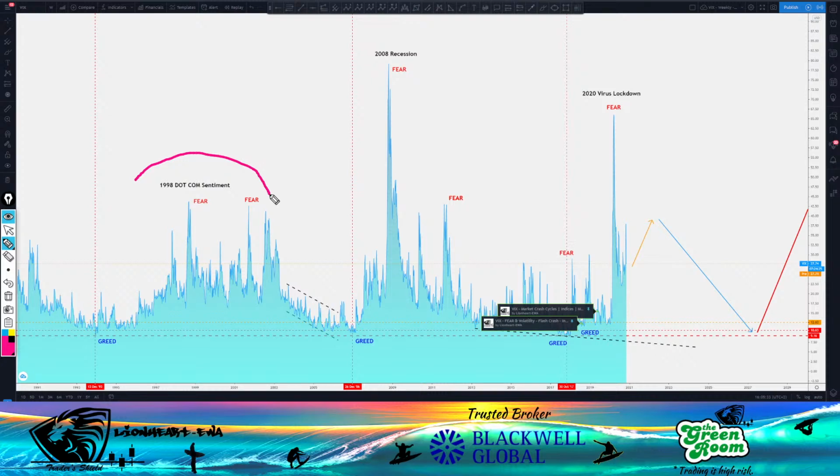Before, we had the 1998 dot-com bubble, then the 2008 recession, when the VIX spiked, and now we have this with the COVID virus lockdowns. So we are in a phase right here. I'm not saying that the VIX will not drop. It will, but we are in these phases right before that.